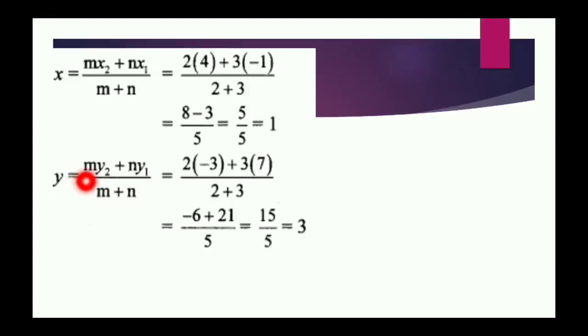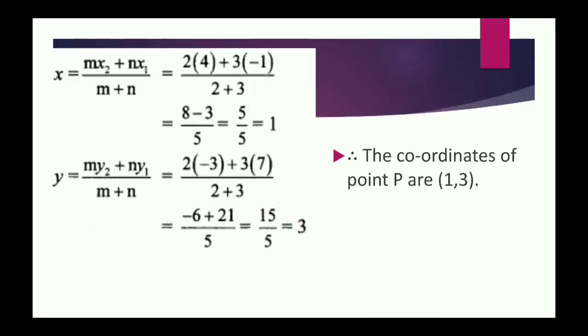y is equal to (m y2 plus n y1) upon (m plus n). So we substitute the values. The value of m is 2, y2 is -3, n value is 3, y1 value is 7, upon 2 plus 3. After doing the calculation, we get (-6 plus 21) upon 5, that is 15 upon 5. When we do the calculation, we have 3. Therefore, the coordinates of point P are (1, 3). That is the answer.